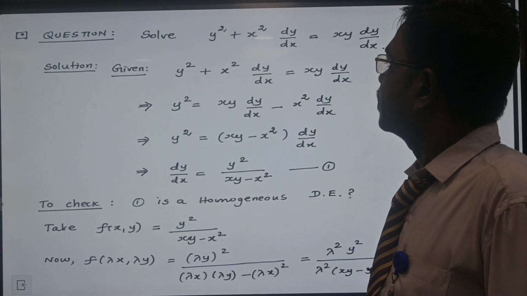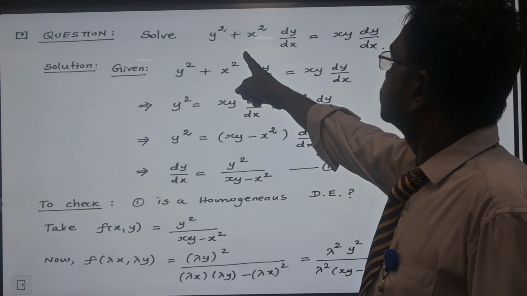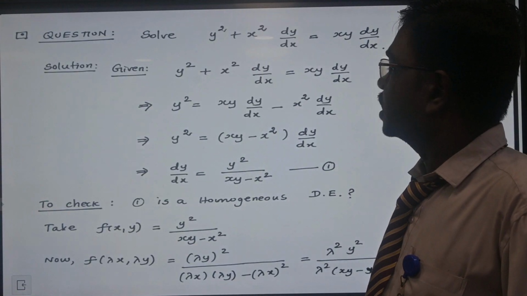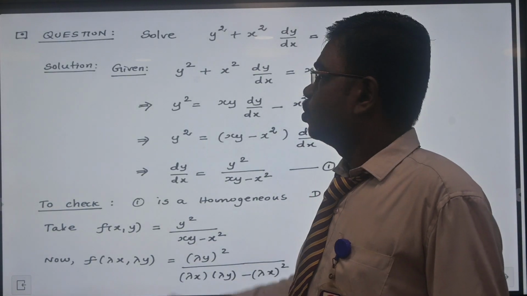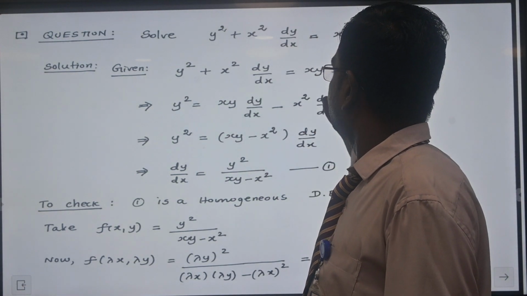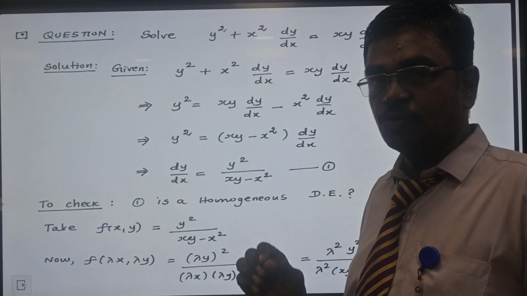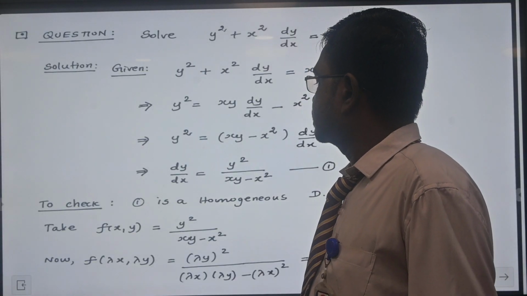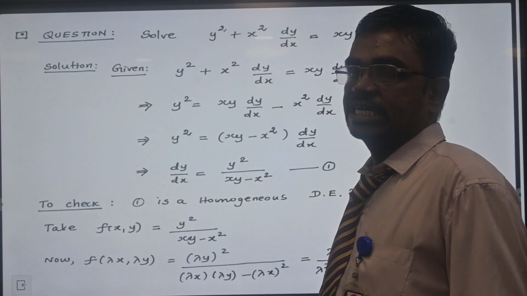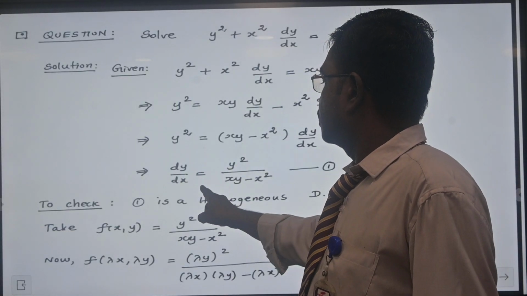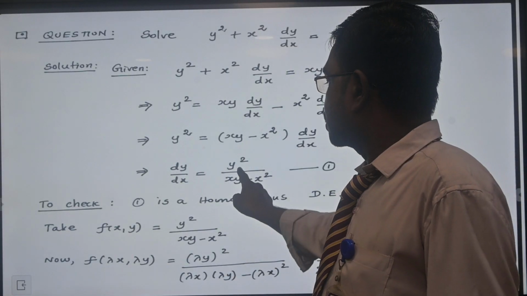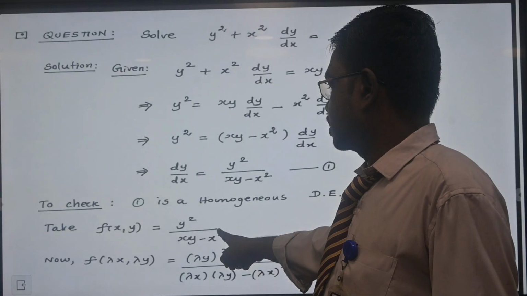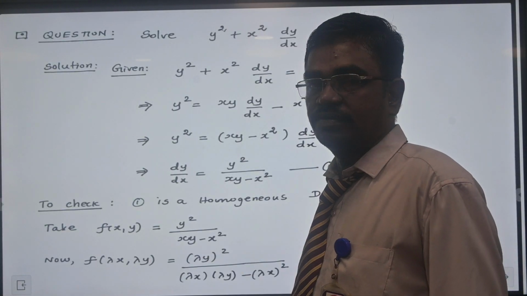So I will take another example. To solve the homogeneous differential equation: y square plus x square times dy by dx equal to xy dy by dx. We will make it into the general form. First, we need dy by dx equal to f of x comma y. After simplification we get dy by dx equal to y square by xy minus x square. This is the format to check for homogeneity. So I will take this as f of x comma y, equal to y square by xy minus x square. I can find out whether it is a homogeneous function of degree 0.